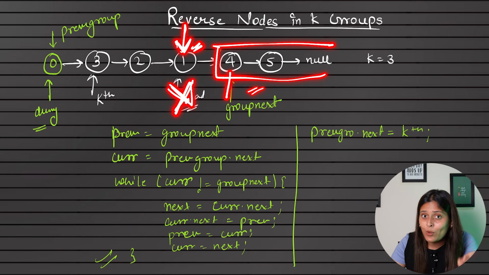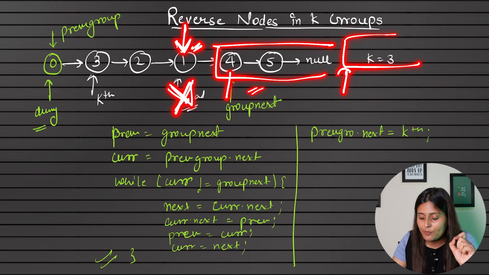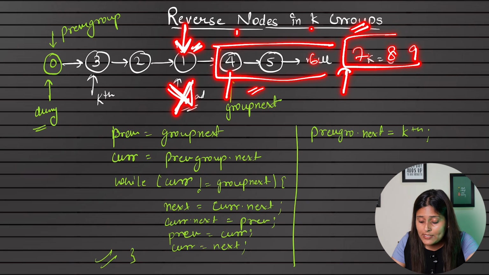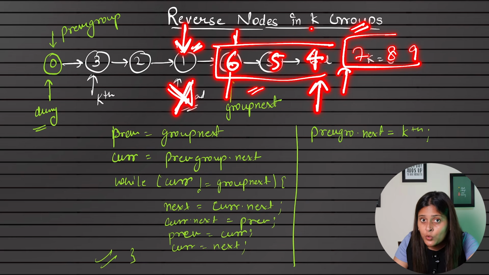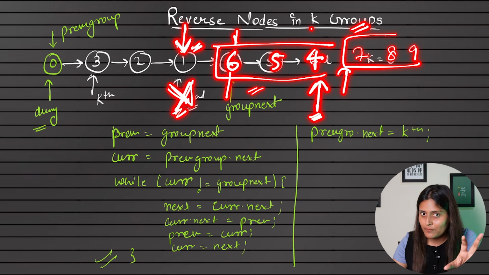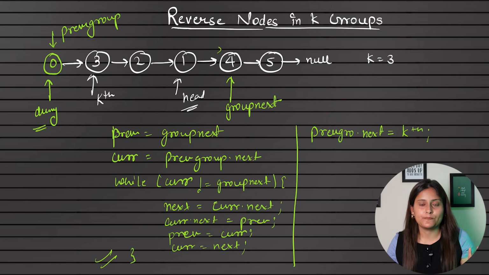Because here the head will give us the previous. But next time, let's suppose this is 6, and then 7, 8, 9. For 7, 8, 9, we want what? Can I say 4? Because after reversal it is 6, 5, 4. So can I say 4 will be my new previous group? In that case, we cannot track it with head, because head was pointing to 1, not 4. So what should be the line of code?